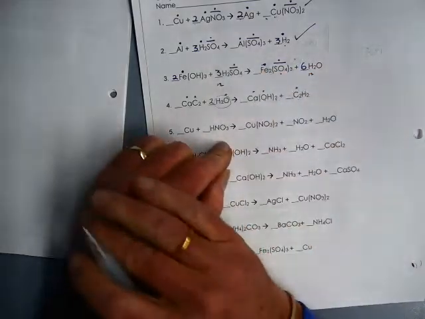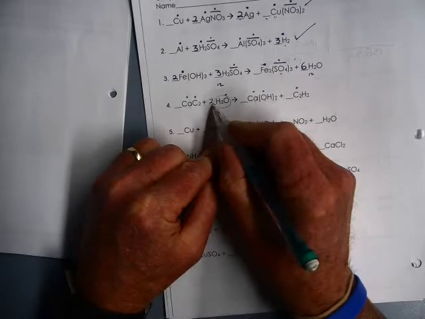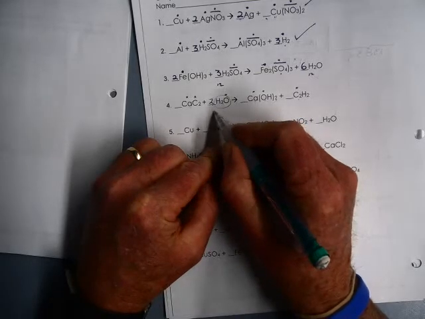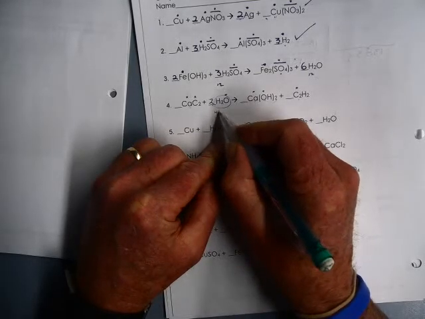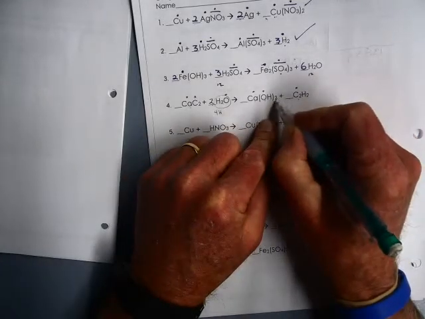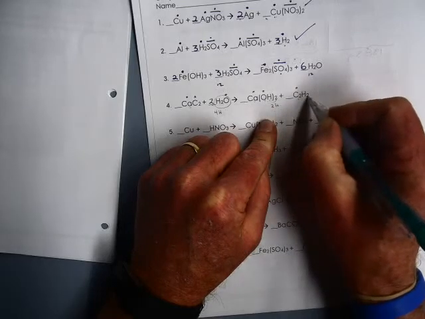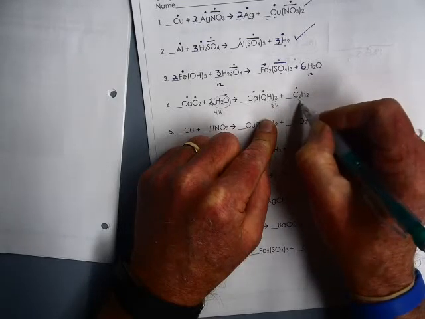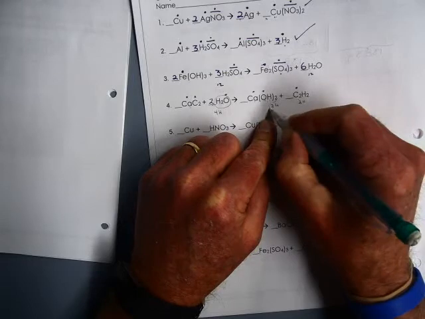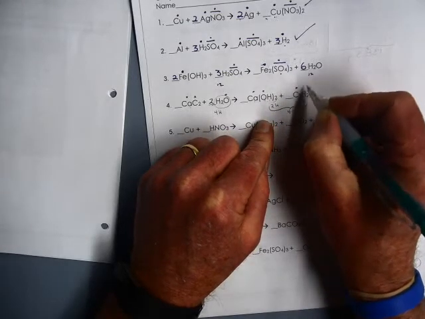Well, hydrogens. On this side, I've got 2 times 2 is 4 hydrogens. How many do I have over here? I've got 2 times 1 is 2 hydrogens here, and I've got 2 times 1 is 2 hydrogens here, for a grand total of 4 hydrogens. It's balanced.